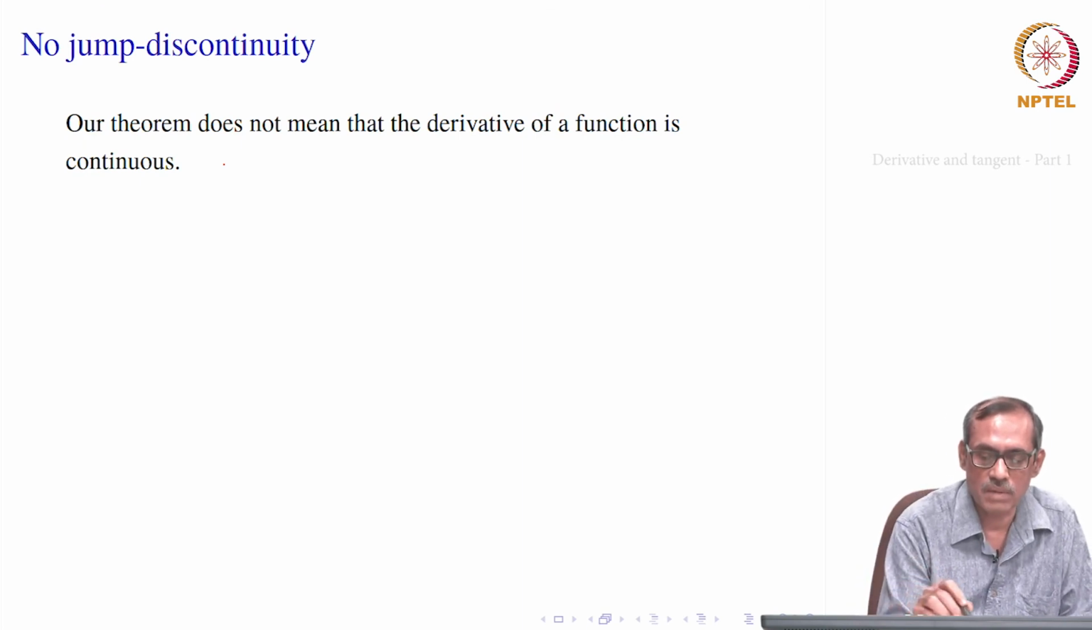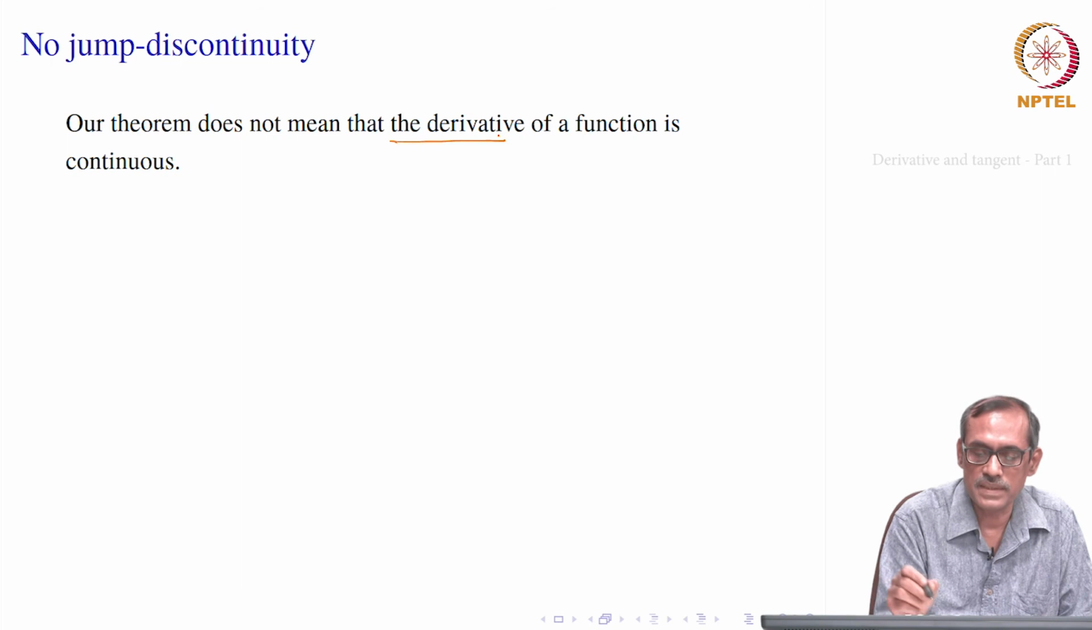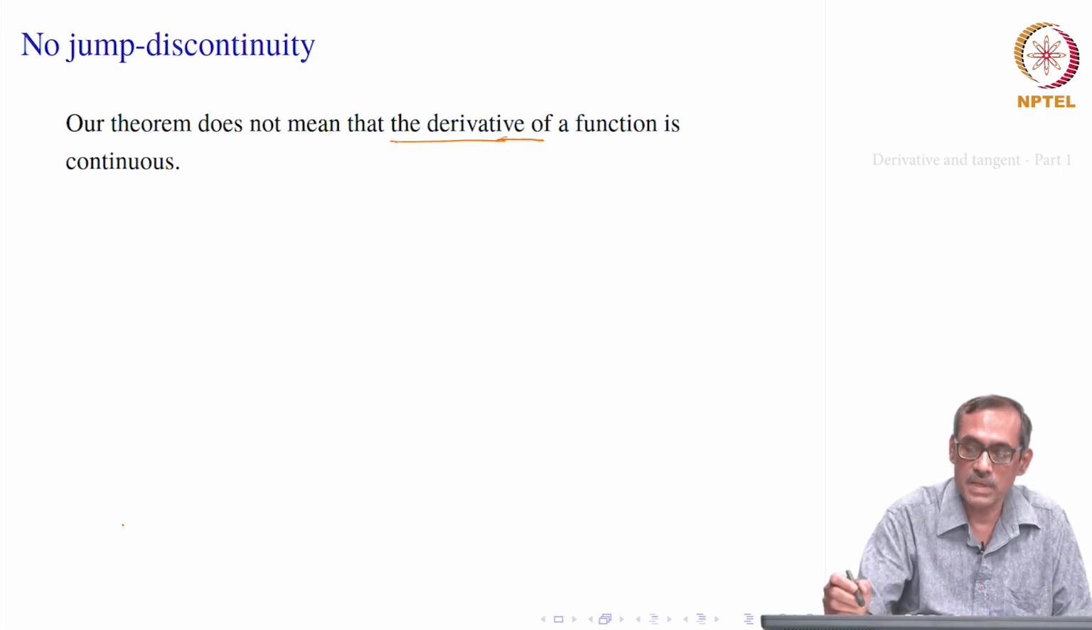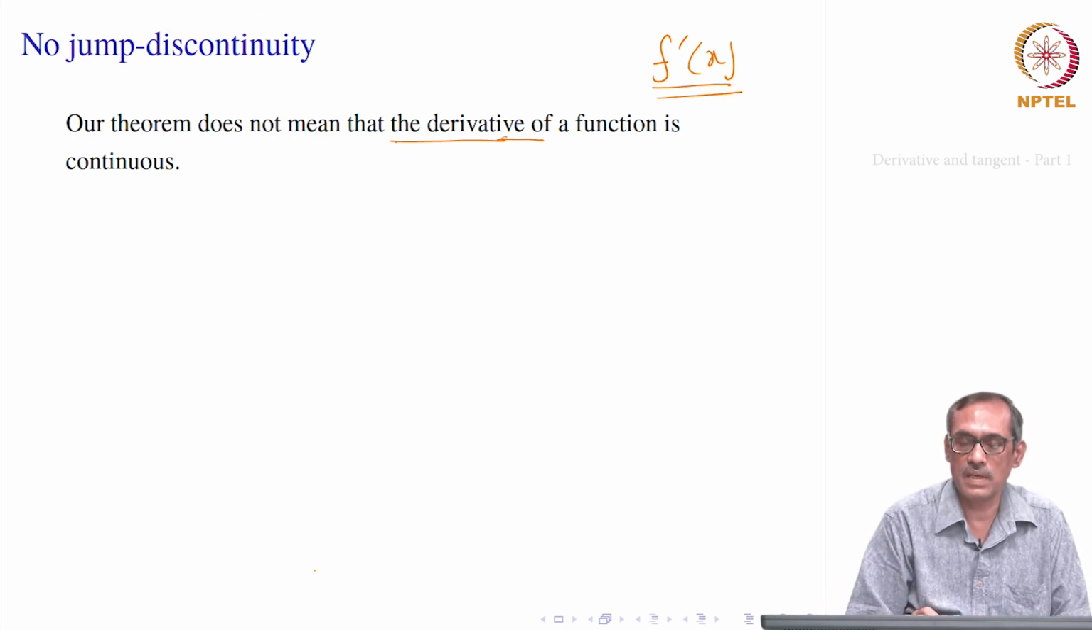But what happens? There is something more that will be coming. It is not differentiable, we know it can have jump discontinuity, it can have corners, it can have cusps and so on. So, what our result does not say is that if the function is differentiable at a point, then that derivative is continuous. Our theorem does not say this. The derivative f prime of x, this new function, need not be continuous at that point. All that the theorem says is that f of x is continuous at that point when f prime c exists. Only that much it says.